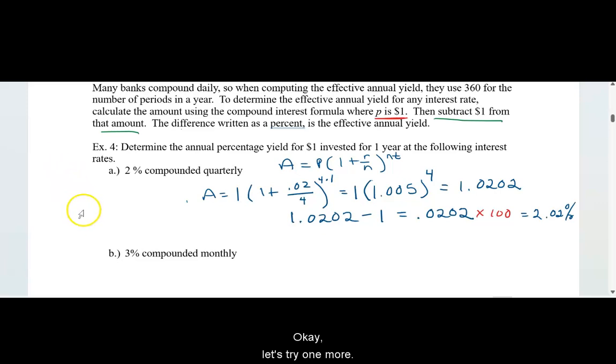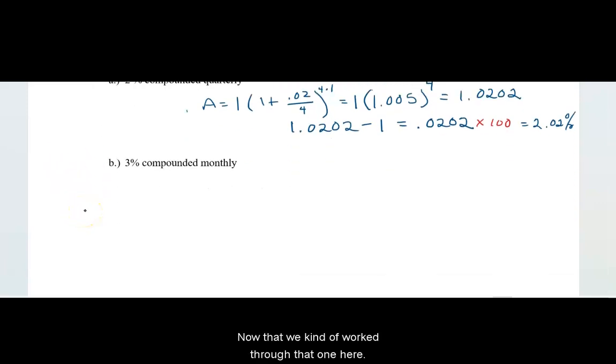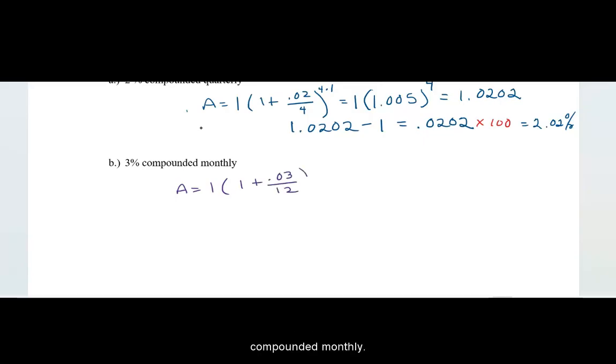All right, let's try one more now that we've worked through that one. Here we're going to look at 3% compounded monthly. We start off with the same thing. P is always 1. We write our percent, so 3% over 12 because it's compounded monthly, and then to the 12 times 1. All right. Now take your 0.03 divided by 12 and then add your 1. And you should see on your calculator 1.0025 to the 12th power.